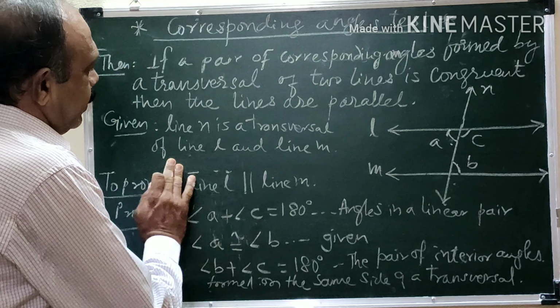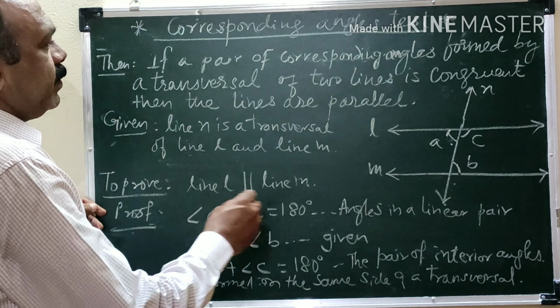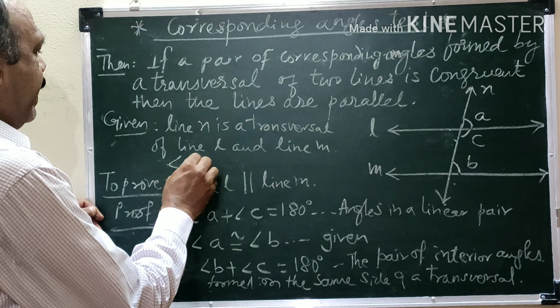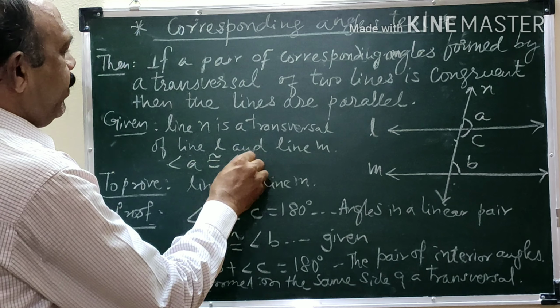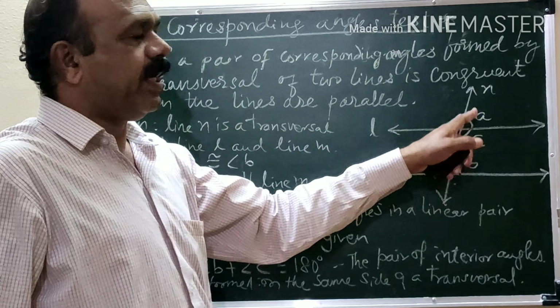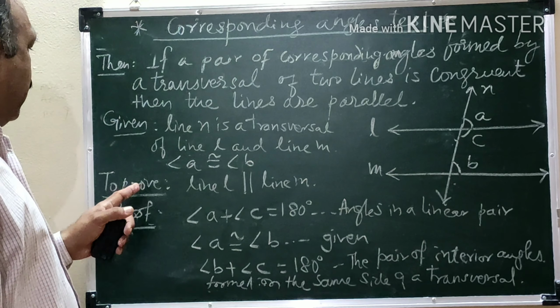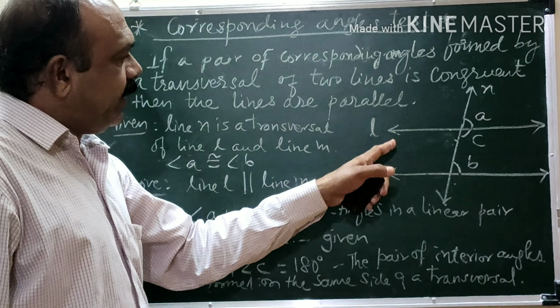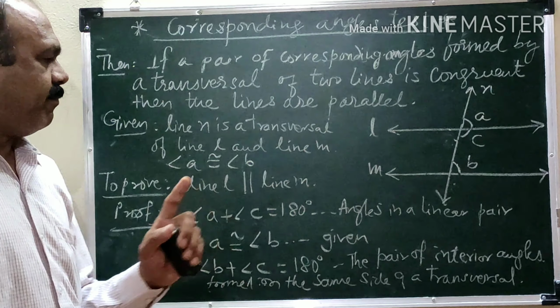We will write here corresponding angles. So which are the corresponding? Instead of A here, we will take here A. So angle A is congruent to angle B, because these are corresponding angles. This is given. What do we have to prove again? Line L is parallel to line M.